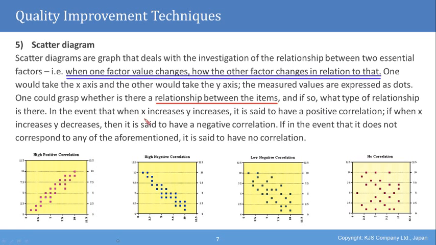In the event that when x increases, y increases, it is said to have a positive correlation. This is a familiar concept to most of us from mathematics. If when x increases, y decreases, so if x goes up by 10, y goes down by 5, for example, then it is said to have a negative correlation. If it seems that there's no relationship between the two, or that it does not correspond to any of the aforementioned, i.e. there are no relationships between the two items, then it is said to have no correlation.